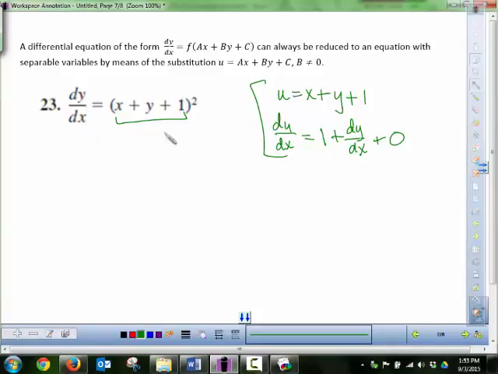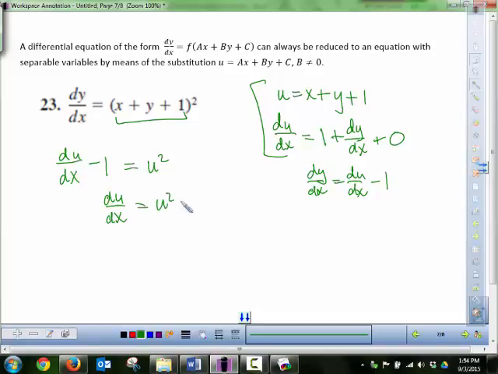So here's our substitution. We'll take this information and plug it in here. So dy/dx is du/dx minus 1. We'll bring the 1 over to the other side. du/dx minus 1 is equal to, on the other side, u squared. So there's a constant 1 out there. Let's add it to both sides. du/dx is equal to u squared plus 1.